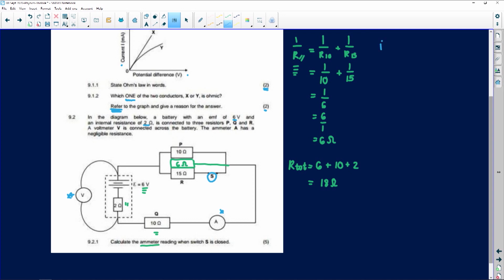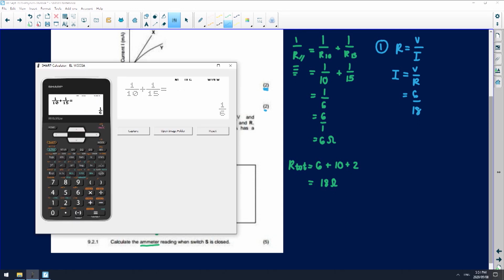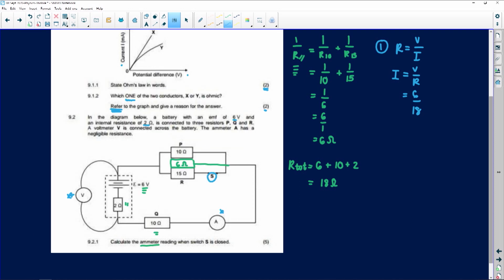I'm going to make this number 1. I can therefore say R is equal to V over I. We know this from Ohm's law, but I'm looking for I. Making I the subject of the formula, I have I is equal to V over R. My potential difference, they gave it to me. It is the 6. And I just calculated my resistance, which is 18. If I say 6 over 18, this gives me 0.33, and that is my current. 0.33. The SI unit for current is a capital A.